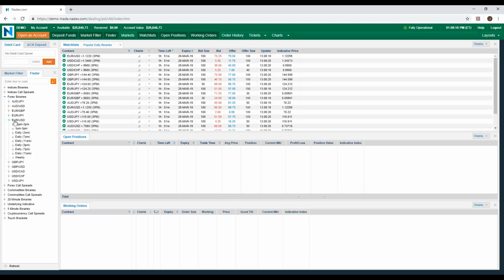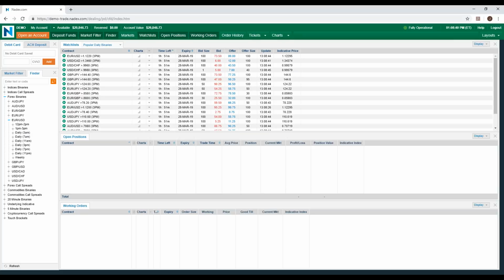These are binaries. Right now, for example, we've got the intraday binaries that are 2 hours long. Some opened up at 12 p.m. and expire at 2 p.m. Some just opened up at 1 p.m. and expire at 3. When the 12 to 2 one expires at 2 p.m., a brand new one comes up, 2 to 4.